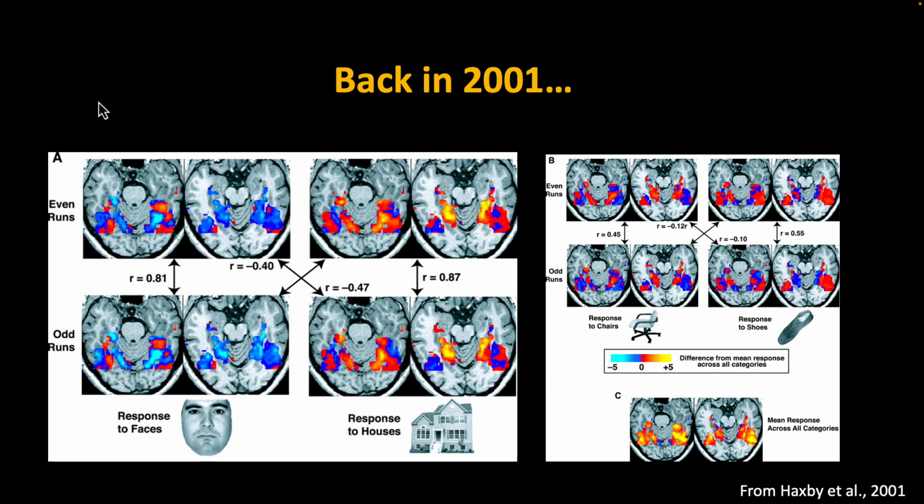If we split apart the data into even runs, odd runs, which we'll see later, something called cross-validation, when we start to use it with support vector machines, the correlations within categories for faces, let's say, and also for houses are very high, but between categories, they're very low, suggesting that the overall pattern is indicative or carries information about a particular stimulus.